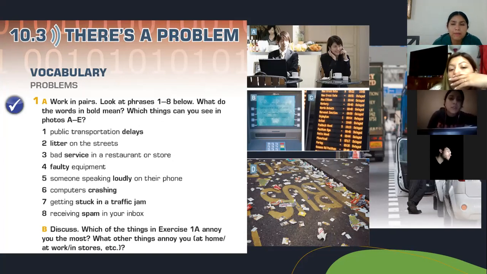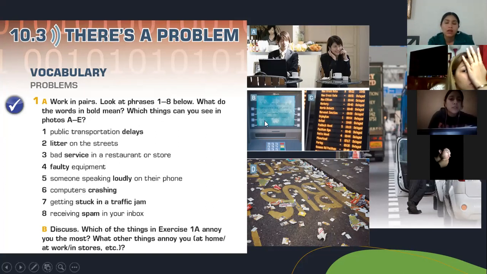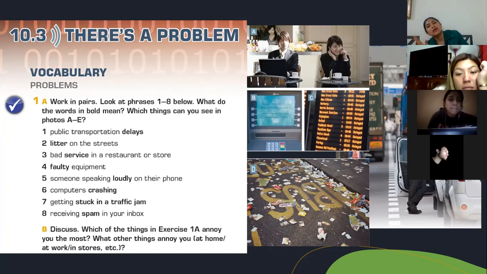Okay, then for the picture B, letter B, what do you think could be the problem? Number 4. Number 4, faulty equipment, right? In this case, it's an ATM. So the ATM here is faulty, doesn't work. Very annoying. Okay, letter C. What do you think is the problem in letter C? Number 1, very good. That is delayed. It says it here actually, delayed, which means que está retardado, retrasado.